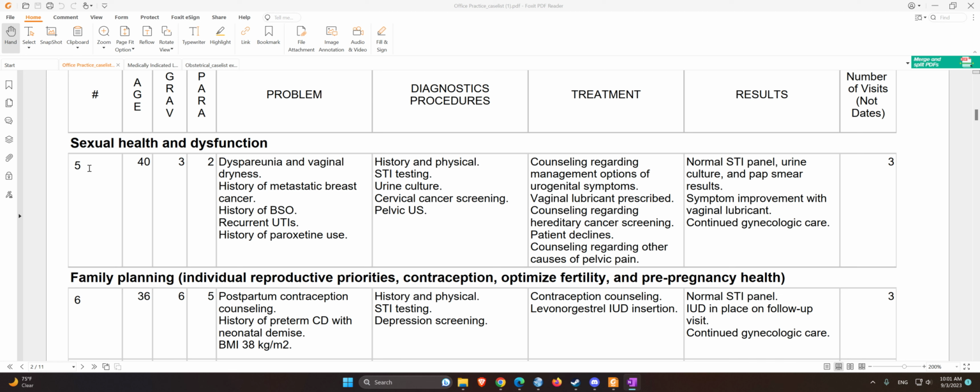Sorry, was it increased pH or decreased pH? It's increased. Increased, right? Yeah, that makes sense. All right, patient number five. So this patient has dyspareunia, vaginal dryness. So you gave her vaginal lubricant. Let's say this patient did not improve on the vaginal lubricant. What would you do next?